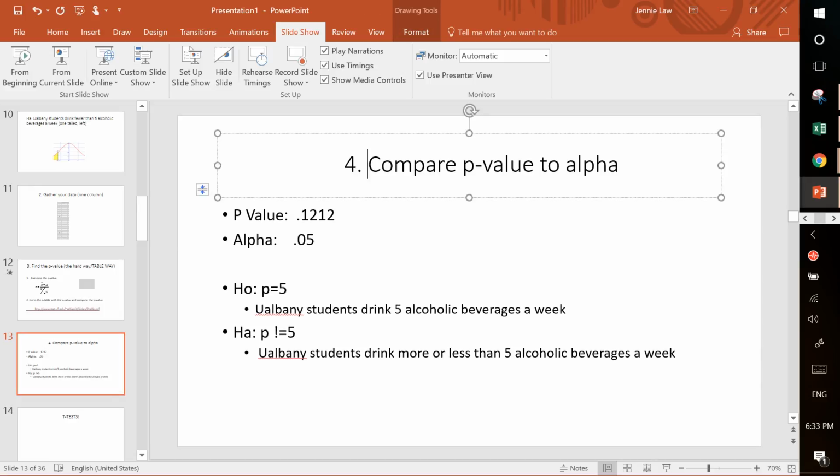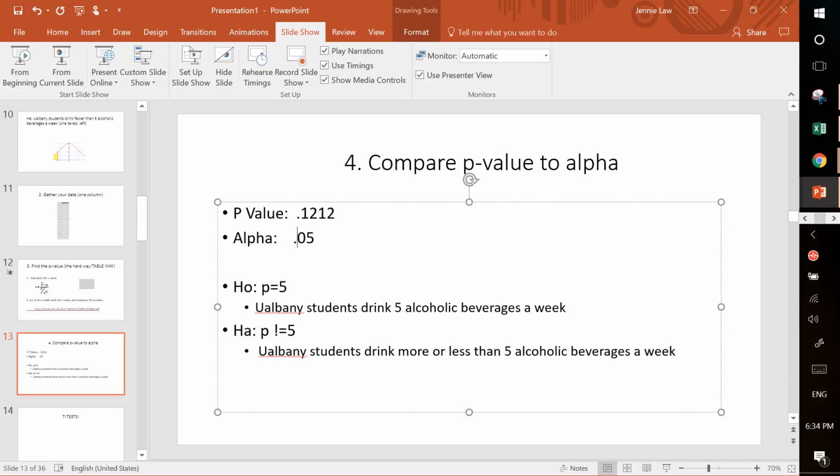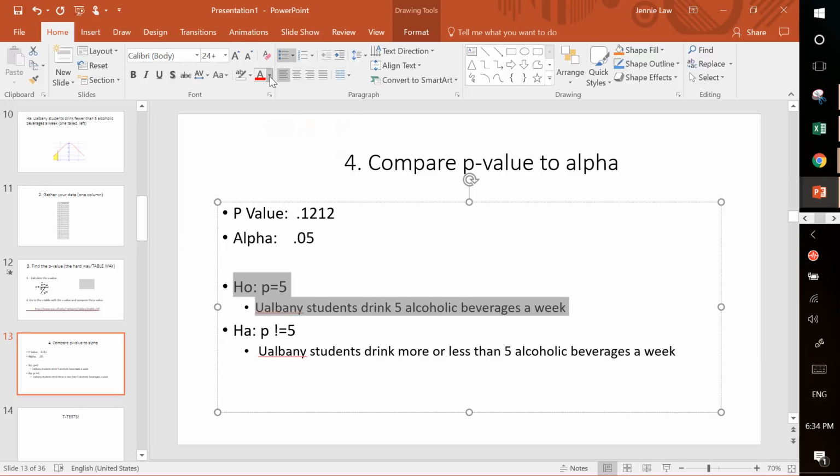So if we go back to our data here, we know the next step is to compare our p-value to alpha to figure out whether or not we're going to reject or fail to reject our null hypothesis. And what we find is that our p-value is 0.1212 and our alpha level is 0.05, so our p-value is greater than alpha, which means we don't have the evidence that we need in order to reject our null hypothesis. Therefore, we fail to reject our null hypothesis.